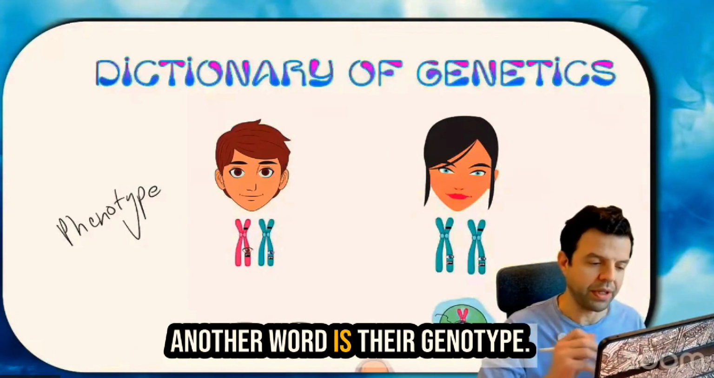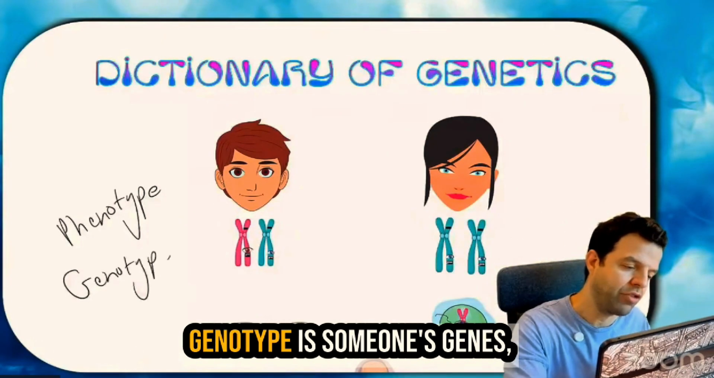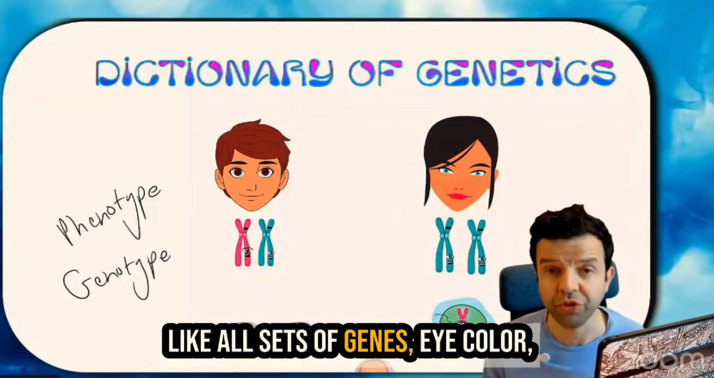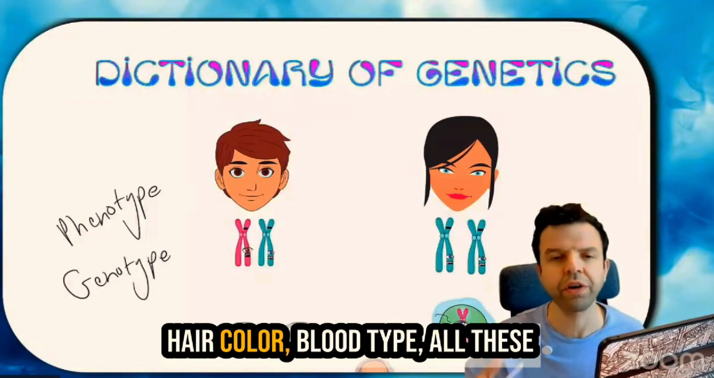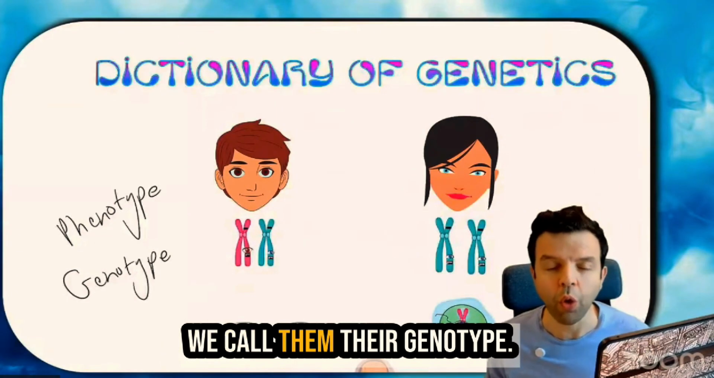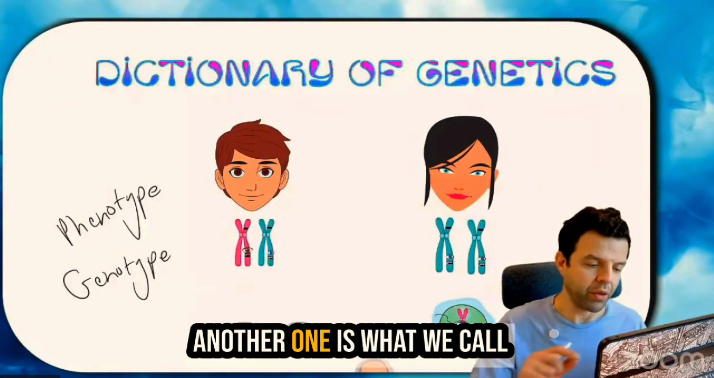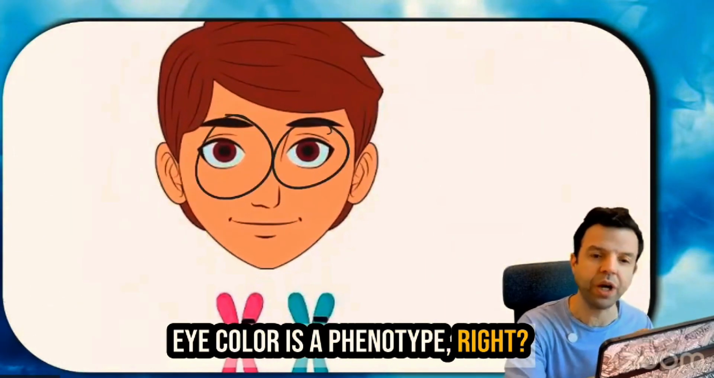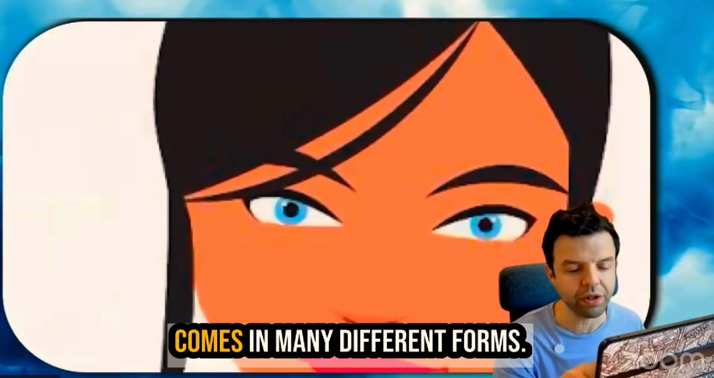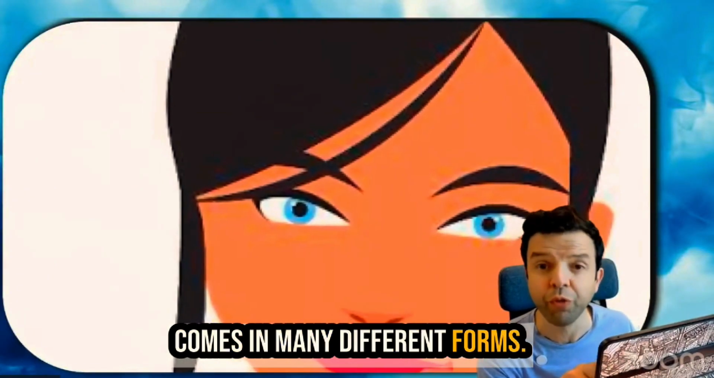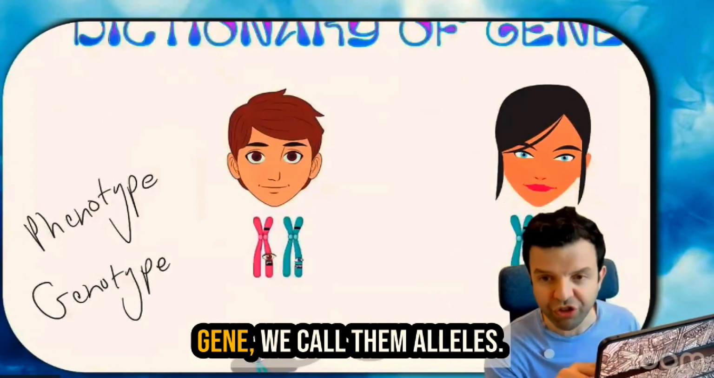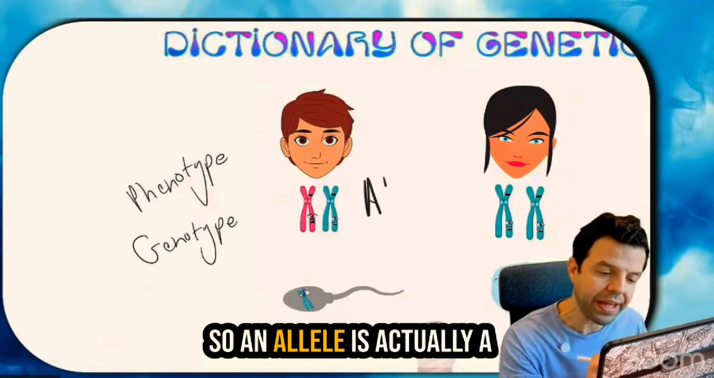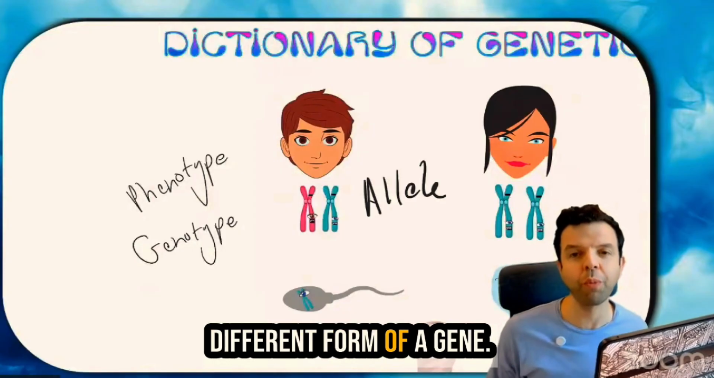Another word is genotype. Genotype is someone's genes, like all sets of genes: eye color, hair color, blood type. All of these, we call their genotype. Another one: eye color is a phenotype, right? But you can see that eye color comes in many different forms. We call different forms of a gene alleles. So an allele is a different form of a gene.